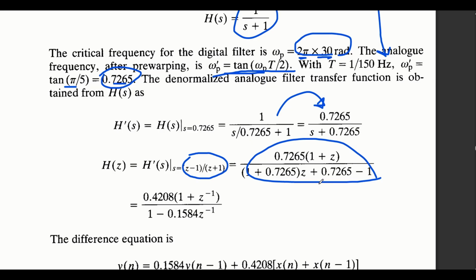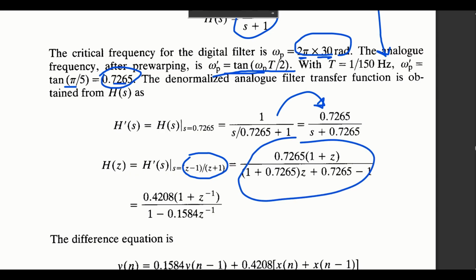Now I think I should probably do the expansion together so that we are able to follow along. At the numerator we have 0.7625 multiplying 1 plus z, and at the denominator we have this. Now this expression can be simplified as 0.7625 multiplying 1 plus z over the denominator.